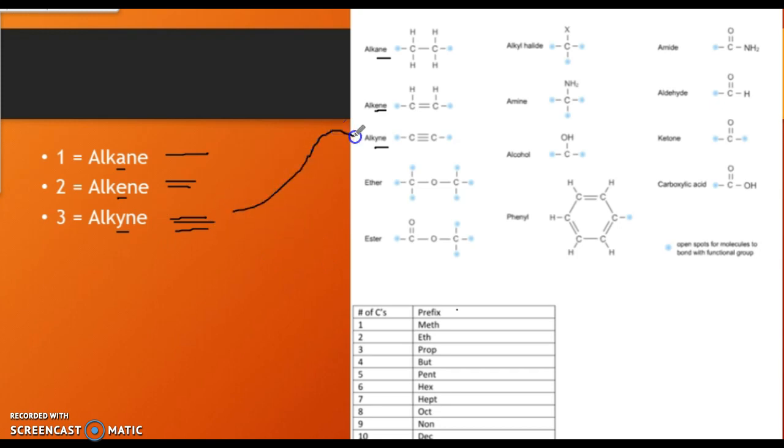But again, you don't have to because it's on your cheat sheet. Alkynes have a triple bond. Alkenes have a double bond. And alkanes have single bonds only. And again, this is on your cheat sheet. Make sure that you use your cheat sheets.